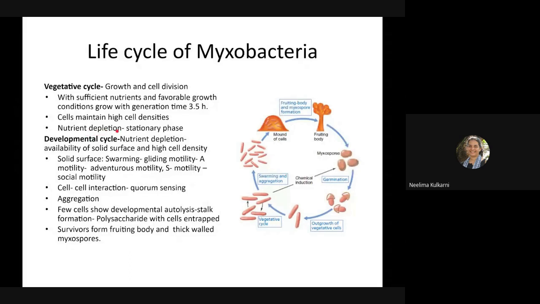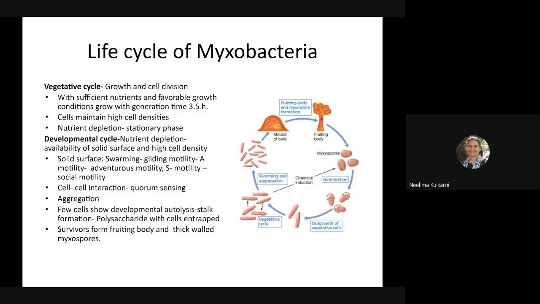Nutrient depletion, if it is there, might result either in entry into the stationary phase followed by death phase, or, if the cell density is sufficiently high and if a solid medium or solid surface is available, nutrient depletion will result in entry into the developmental cycle. If the developmental cycle is followed, the cells form aggregates. The aggregates will turn into mounds, and mounds develop into fruiting bodies.